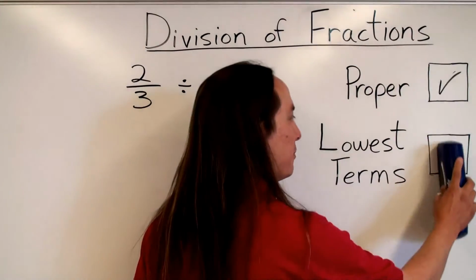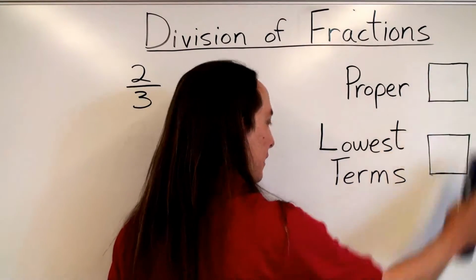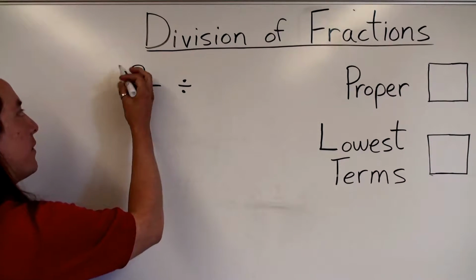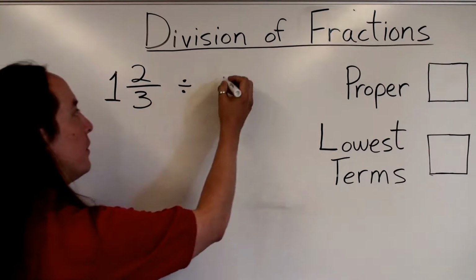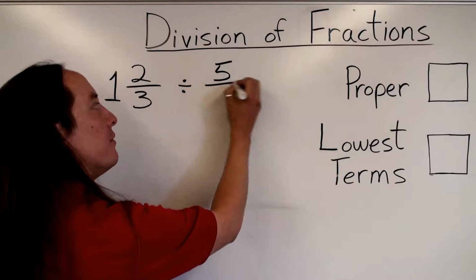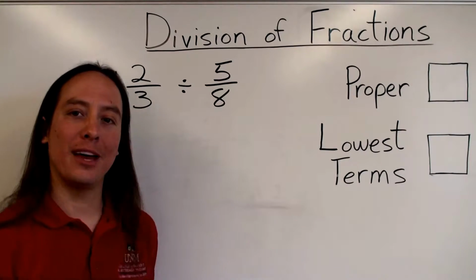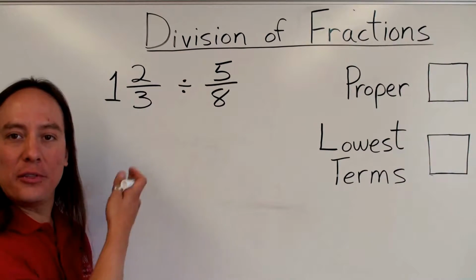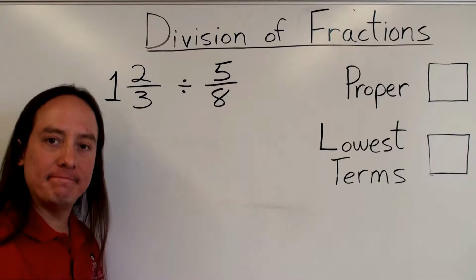And I'll erase my little check marks here. Okay. So let's make this one 1 2/3. We'll make this one 5/8. Okay. So 1 2/3 divided by 5/8.